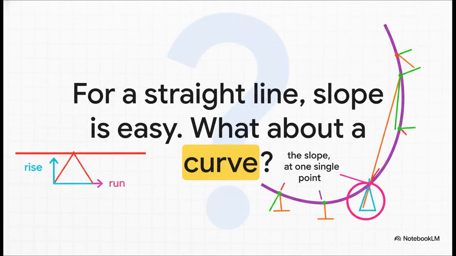I mean, think about it. Finding the slope of a straight line, that's easy. It's just rise over run, right? We all learned that in middle school. But a curve, that's a whole different animal. Its steepness is always in flux. It's changing from one moment to the very next. So how in the world do you pin down the slope at one single point?